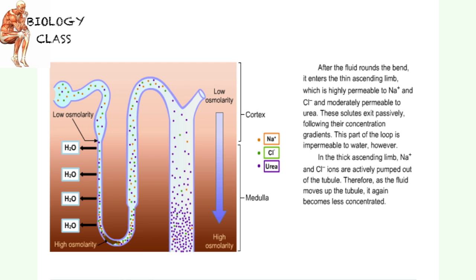After the fluid rounds the bend, it enters the thin ascending limb, which is highly permeable to sodium and chloride ions and moderately permeable to urea. These solutes exit passively, following their concentration gradients. This part of the loop is impermeable to water, however. In the thick ascending limb, sodium and chloride ions are actively pumped out of the tubule. Therefore, as the fluid moves up the tubule, it again becomes less concentrated.